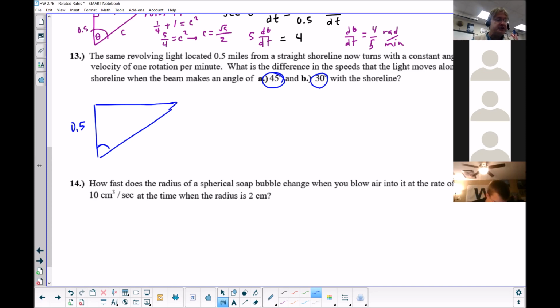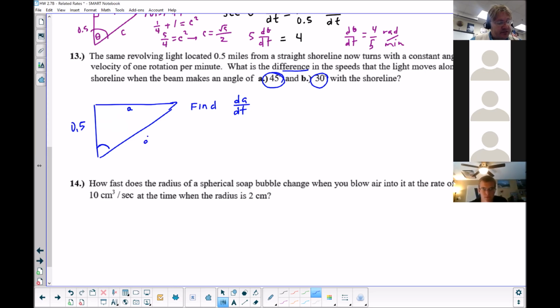This problem will require you to do both part A and part B because it asks for the difference in the speed that the light moves along the shoreline. If we call this distance A, then what we're trying to find now is dA/dt. All right, hopefully that makes sense. The big difference in this problem is that you have information about d theta/dt, but you don't know what dA/dt is. The thing that kids overlook in problem 13 is that you have to use number 12's answer.